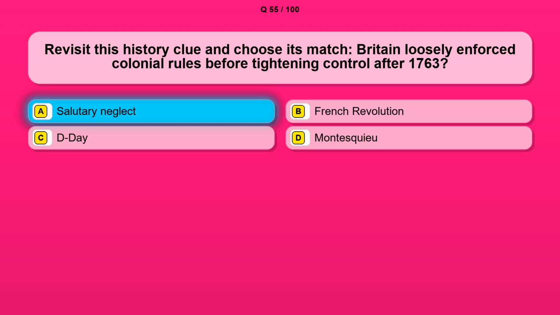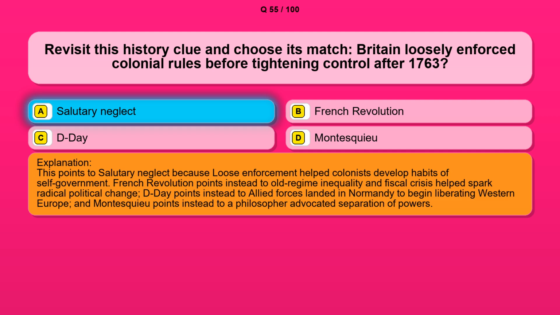The correct answer is option A, salutary neglect. This points to salutary neglect because loose enforcement helped colonists develop habits of self-government. French Revolution points instead to old regime inequality and fiscal crisis helped spark radical political change. D-Day points instead to Allied forces landed in Normandy to begin liberating Western Europe, and Montesquieu points instead to a philosopher advocated separation of powers.